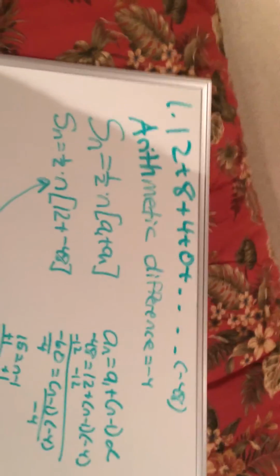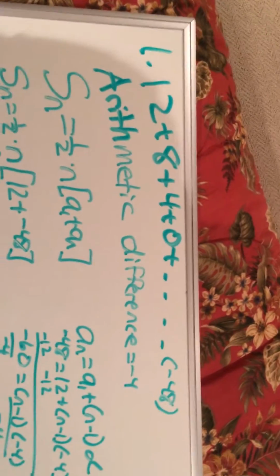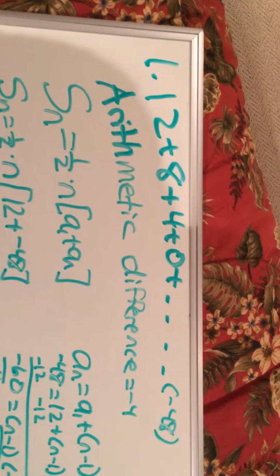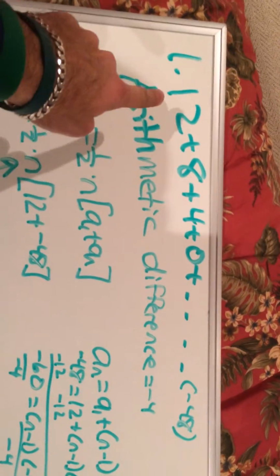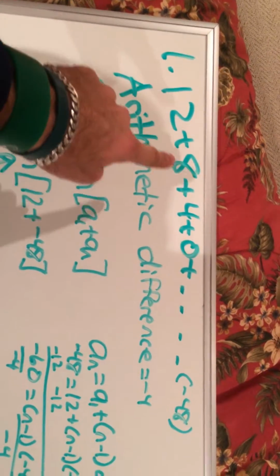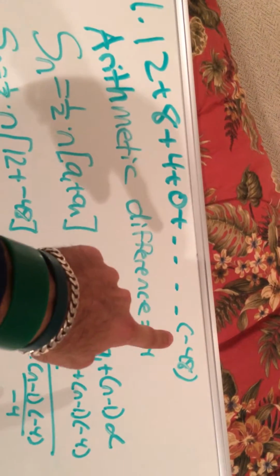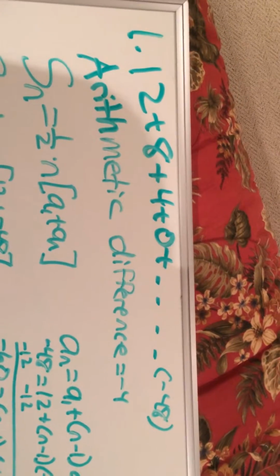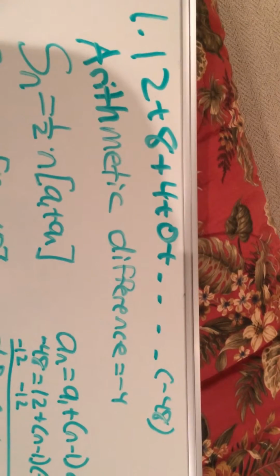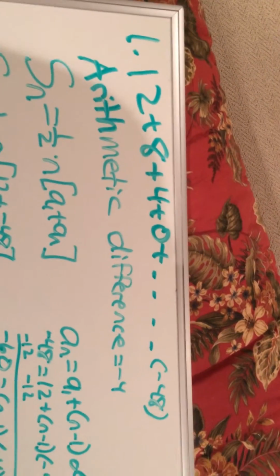Alright guys, just wanted to make a video today. This is level 3, problem number 1. They're asking us, for the given sequence 12 plus 8 plus 4 plus 0 all the way to negative 48, to find both the sum and to write this in sigma notation.